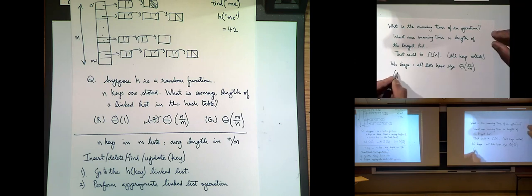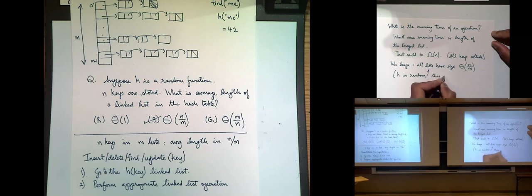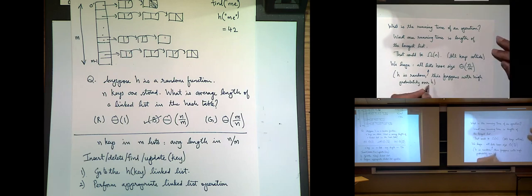And this is when h is random. This happens with high probability over h. Okay, again, it's technical, and proving these things takes a lot of effort, but this is what you hope: that all the lists are going to be roughly the same length. Yes, in the back? It's evenly distributed, right? So the randomness gives you the roughly even distribution.